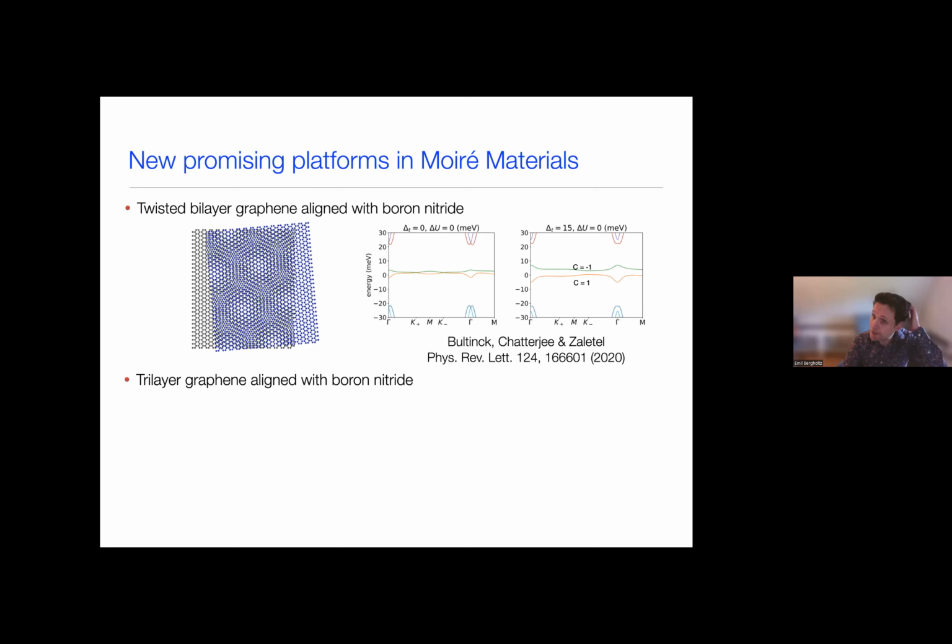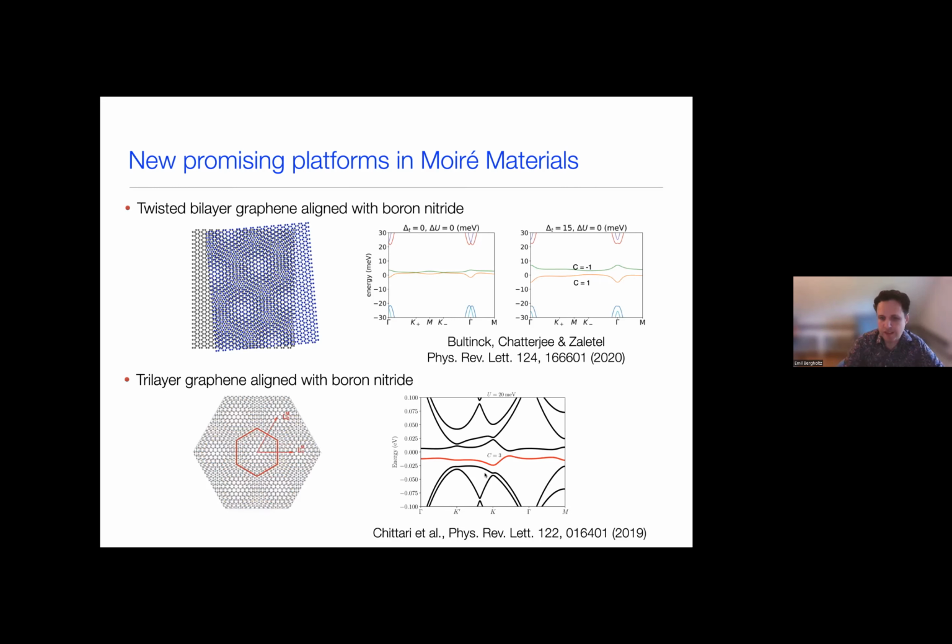Another example, which we also heard about yesterday, is tri-layer graphene aligned with boron nitride. And that also has flat bands with finite Chern number. And you can switch parameters such that this has either Chern number 3 or Chern number 0. So I think in this case, that one above has Chern number 0. So you can look at both cases. So it's interesting to look at the interactions in these systems.